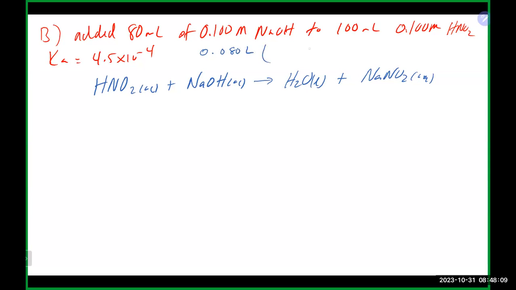We do have to convert it to liters and use the molarity of 0.1 moles per liter for our sodium hydroxide. That's going to get us 0.008 moles of sodium hydroxide. And obviously we'll do the same thing there for our nitrous acid. So we'll take 0.1 times 0.1, going to give us 0.01 moles.